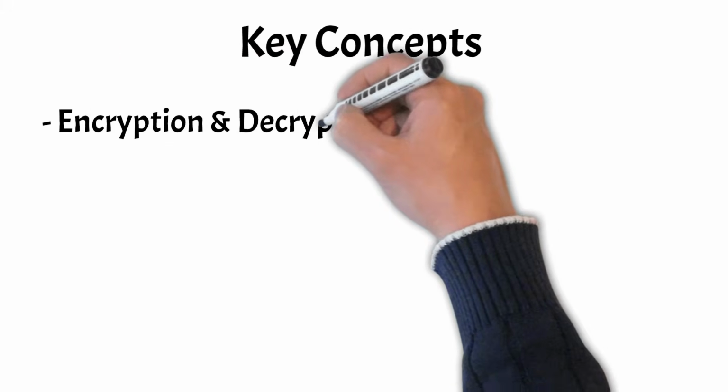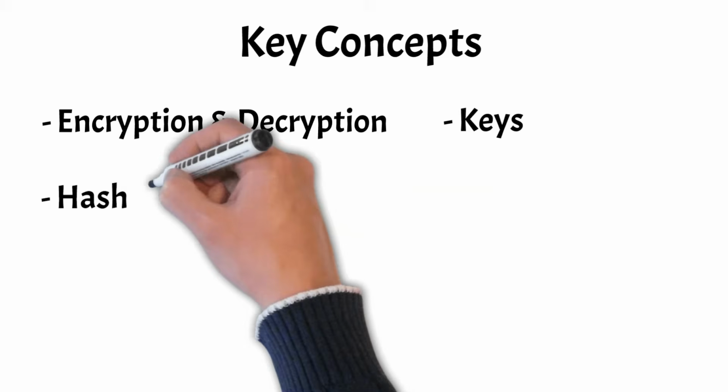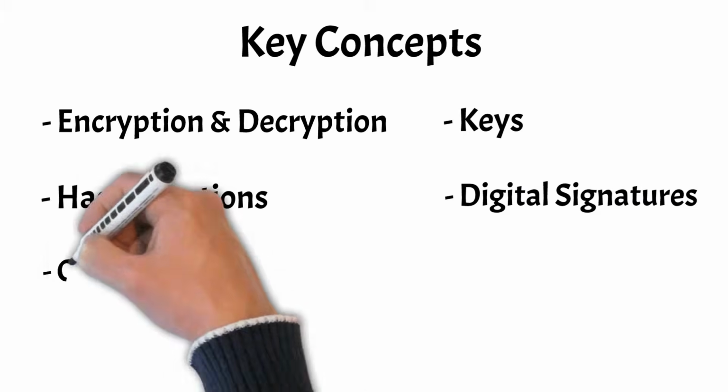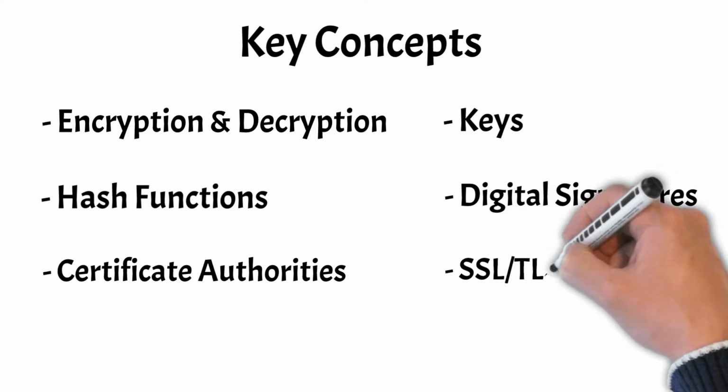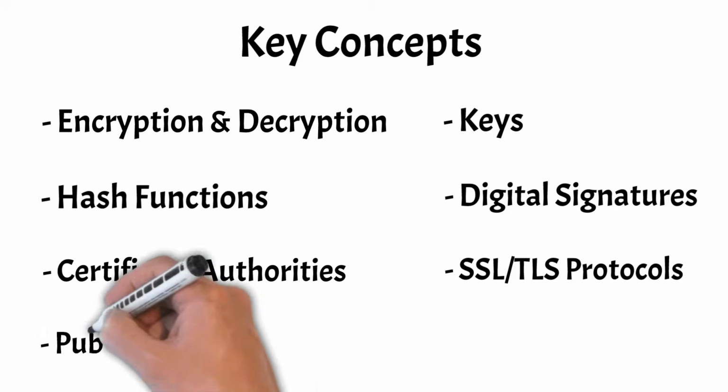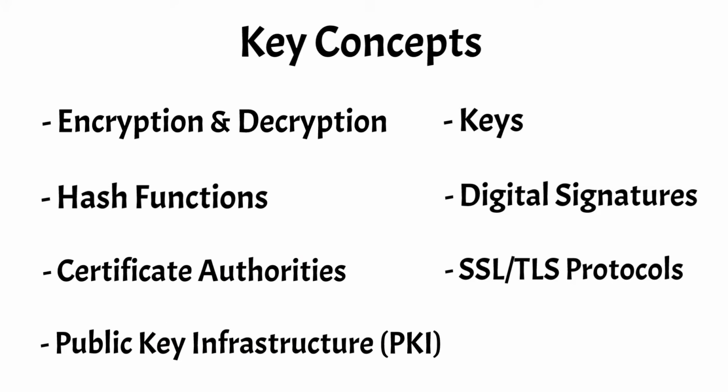Now that we know what cryptography is, let's take a look at the key concepts related to it. These include encryption and decryption, keys, hash functions, digital signatures, certificate authorities, SSL/TLS protocols, and public key infrastructure, or PKI for short. These concepts are the building blocks of cryptography, forming the foundation for secure communication and data protection in the digital world. Grasping these ideas is essential for understanding how cryptography keeps our information safe. Let's examine each one of them individually.